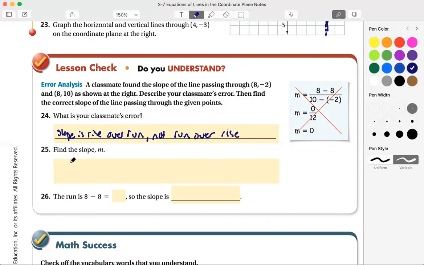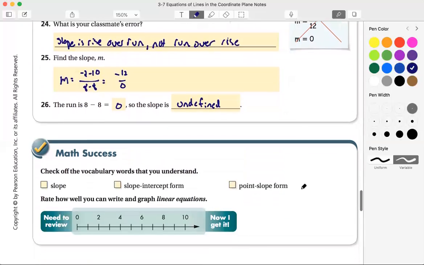So let's actually find the correct slope. The slope should have been (-2 minus 10) over (8 minus 8), which equals -12 over 0. The run, 8 minus 8, equals 0. So the slope is what we call undefined. So if 0 is in the denominator for the slope, we say the slope is undefined. If 0 is in the numerator, we say the slope is 0. And there you go.